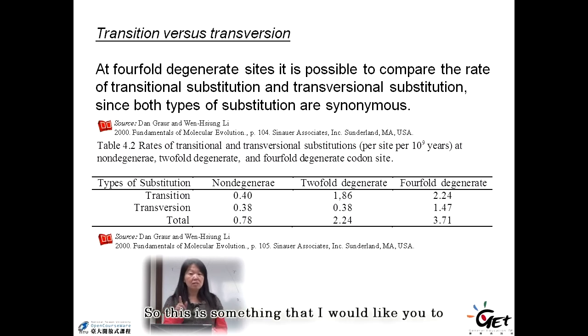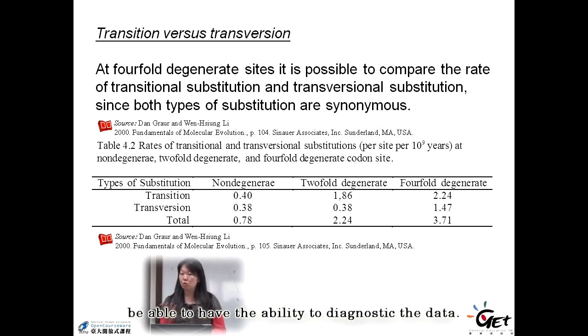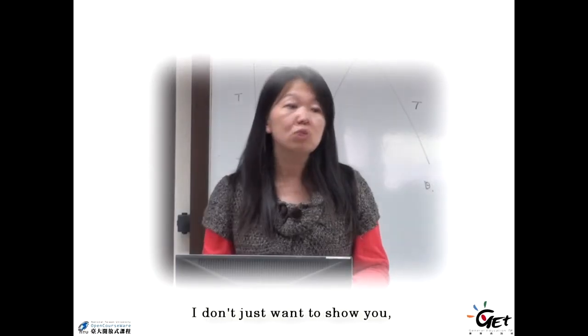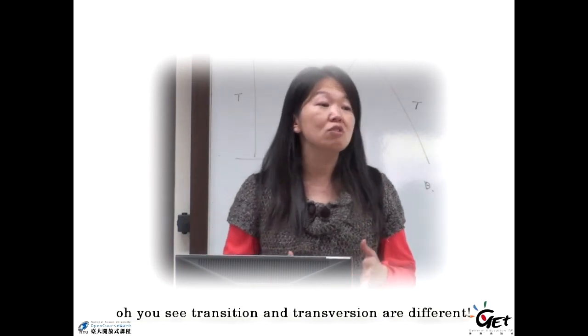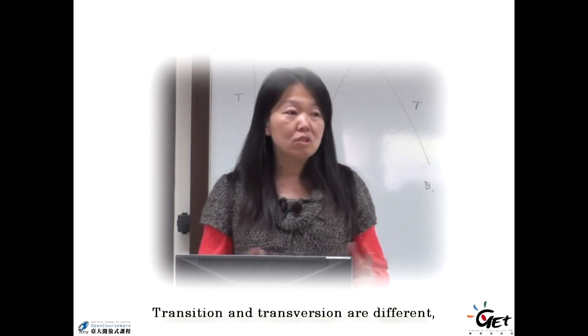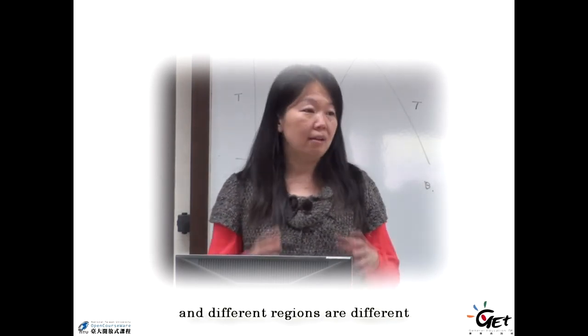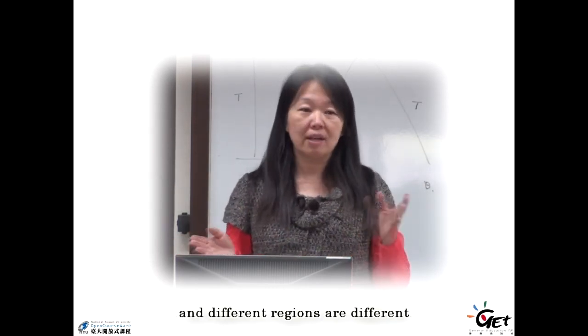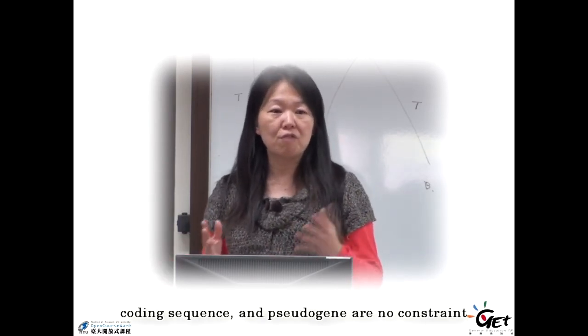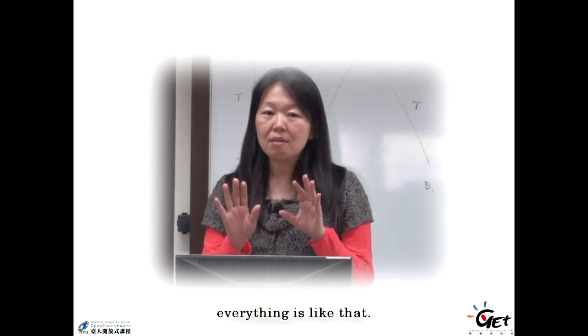Okay, so this is something I would like you to have the ability to diagnose in data. I spent like 15 minutes on this single table. I don't want to just show you, oh, you see transition and transversion are different. Actually, in this chapter, everything is like that. Transition and transversion are different, and different regions like exon and intron are different. Coding sequence and pseudogene have different functional constraints. So everything is like that.